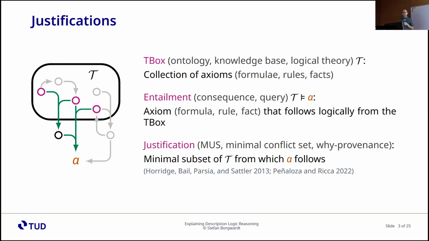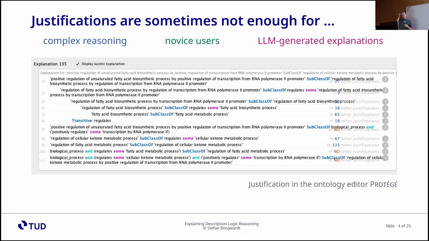And the classical way to explain this, very successful, is these justifications, where you just point out the three, in this case, axioms from the T-box that led to the consequence, or any minimal set of such axioms. In different fields, yeah, these have different names, for example, MUS or minimal conflict sets or Y provenance, but this is a very common and popular approach to explanations.